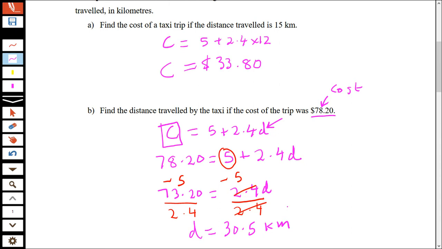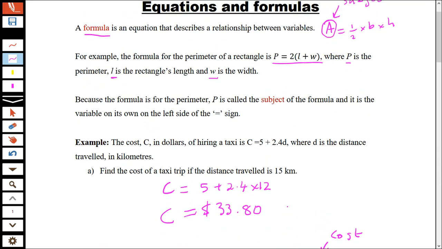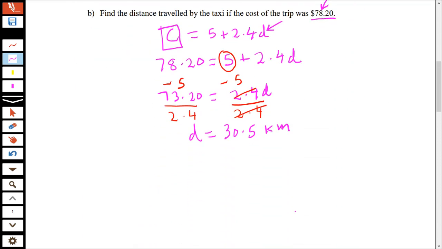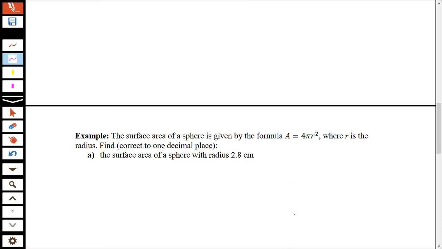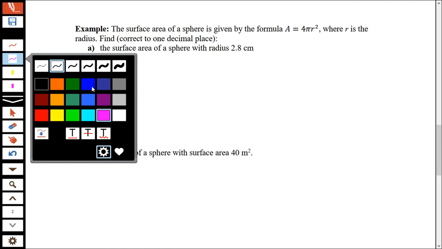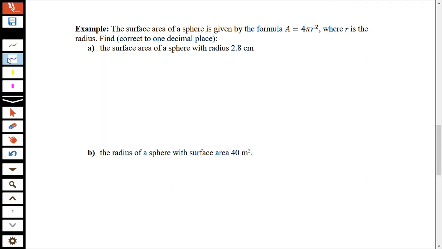Now what I'd like you to do is make sure you've copied all that down, including the heading and the working out, into your book. And let's look at the next example. So you've got the surface area. Let's change colours for a minute. The surface area of a sphere is given by the formula A equals 4 pi r squared, where r is the radius. Find, correct to one decimal place, the surface area of a sphere.